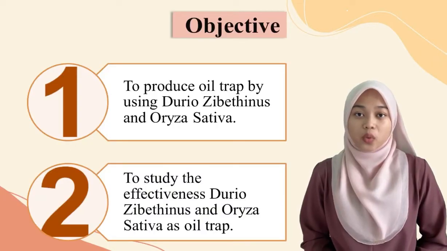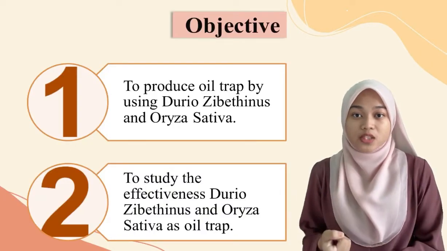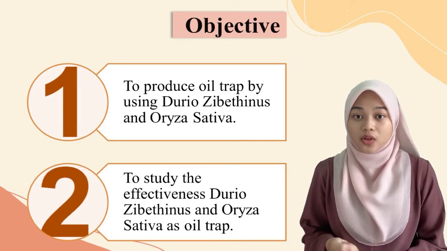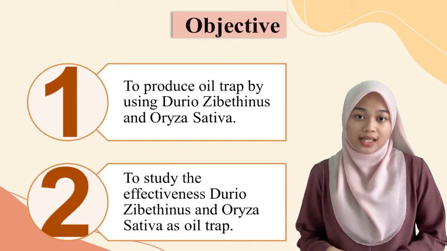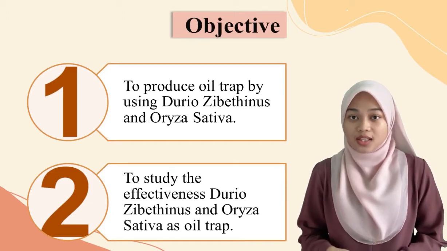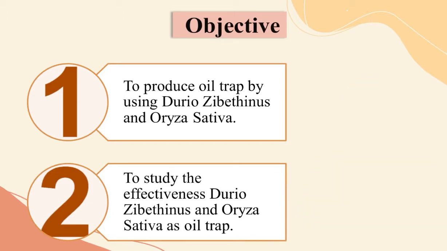Based on this study, we have two objectives. First, to produce an oil trap by using Durio zibethinus and Oryza sativa. Second, to study the effectiveness of Durio zibethinus and Oryza sativa as an oil trap.